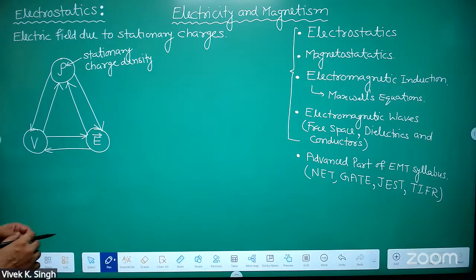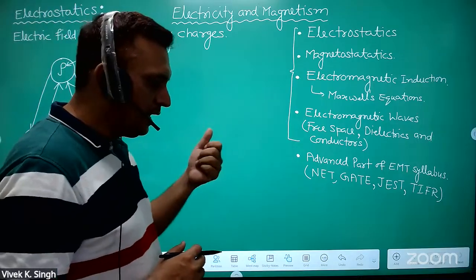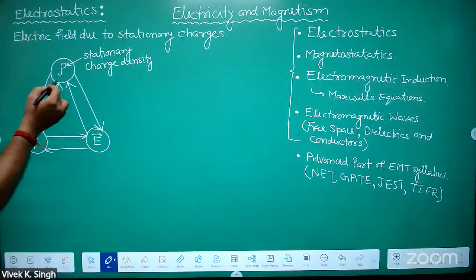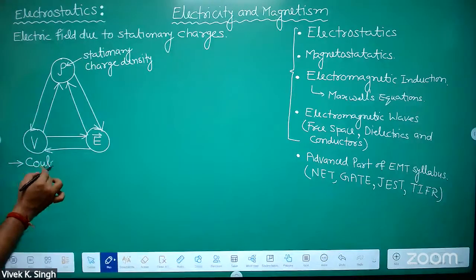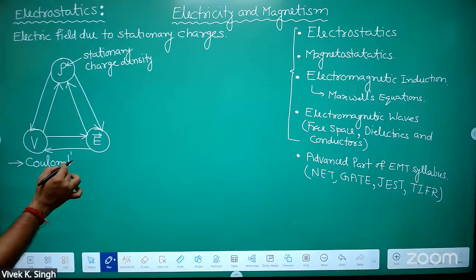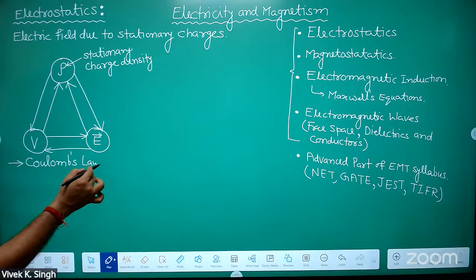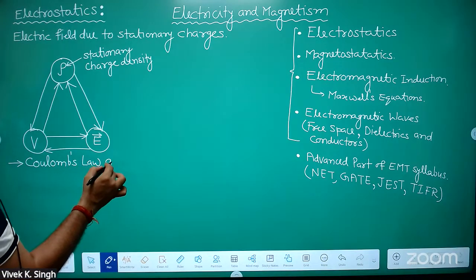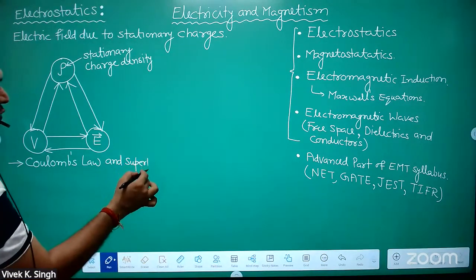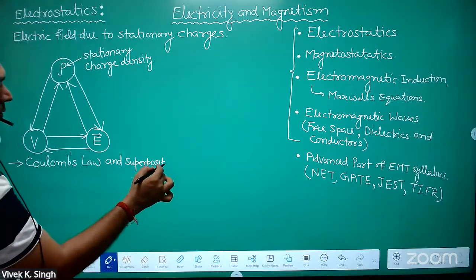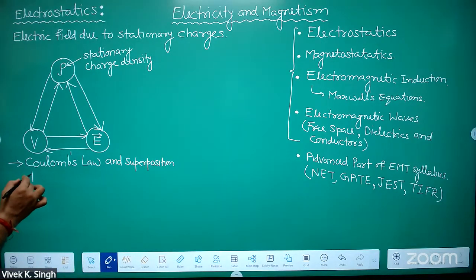Now see, so what are the topics? I am discussing the syllabus of electrostatics. So first topic will be when charge is given, how to find electric field. You know about Coulomb's law. So we will talk about Coulomb's law and superposition principle. So this will be the first topic of electrostatics.